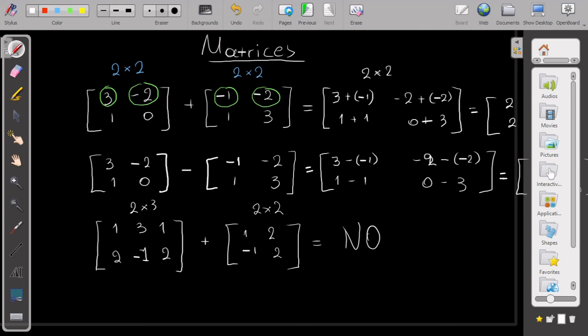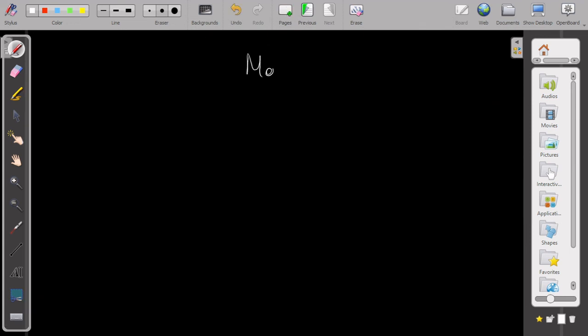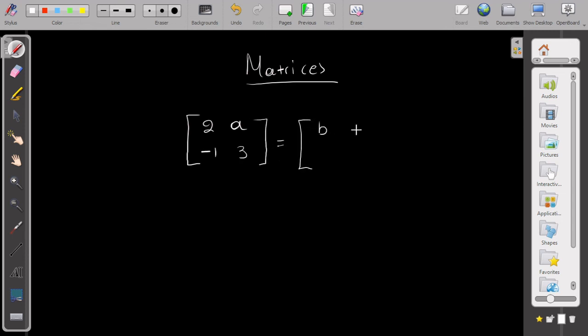Now another property of the matrices is that, let's say I have this matrix 2, a, minus 1, 3, and it is equal to b, minus 1, c, 3.